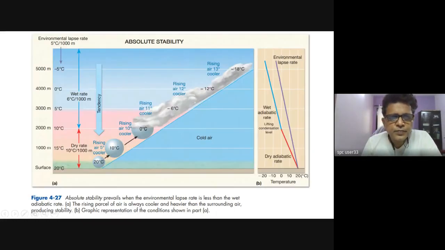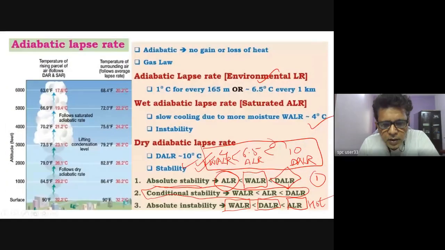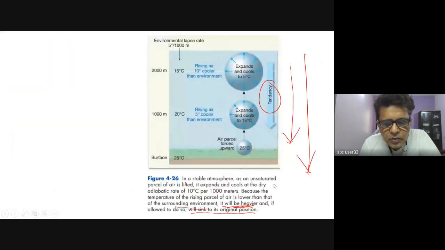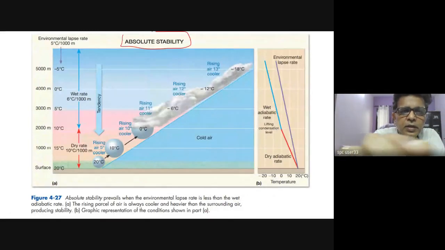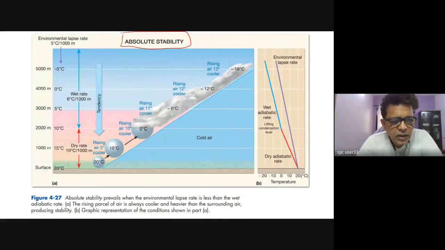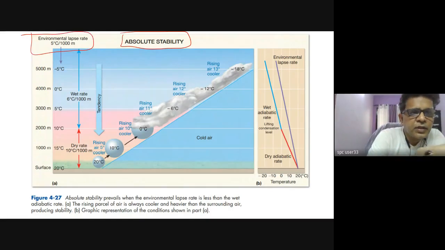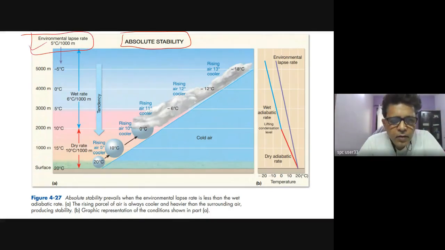This is one condition. Now, what is absolute stability? You will see that we have learned these terms here. What is the condition? That the environmental lapse rate is less than the wet adiabatic lapse rate and the dry adiabatic lapse rate as such. This is the condition which is called absolute stability. Let us see what happens, and before that, let us see what the conditions are. The environmental lapse rate is here. This is 5 degrees.